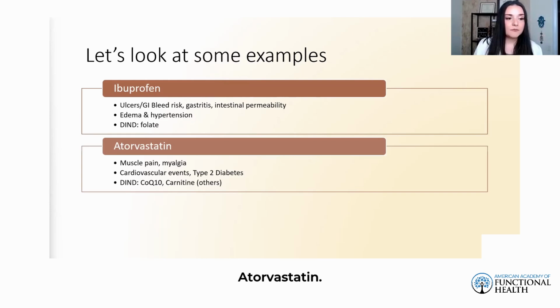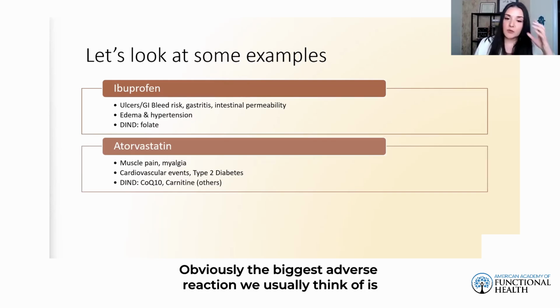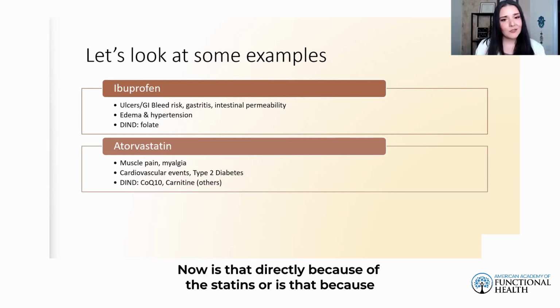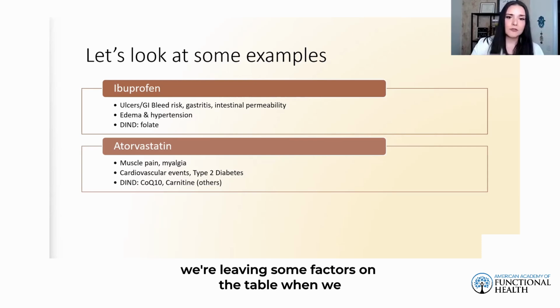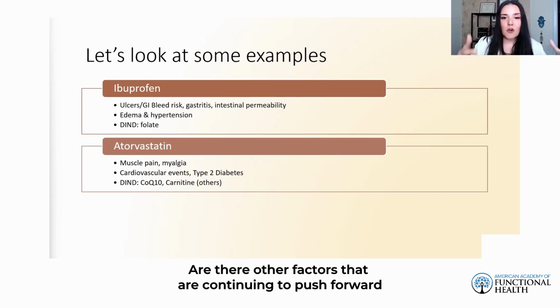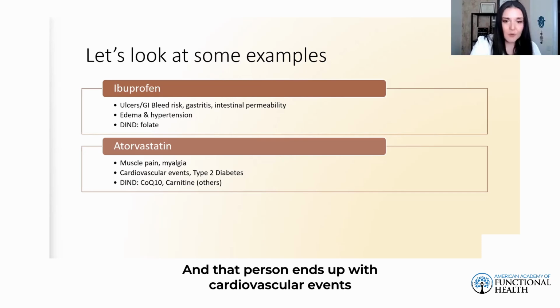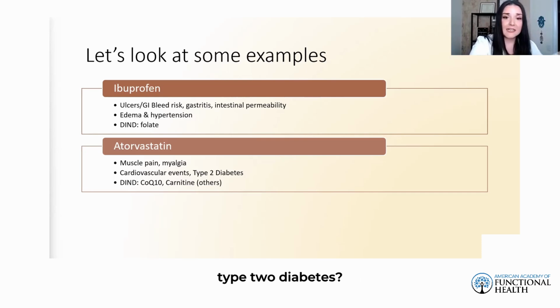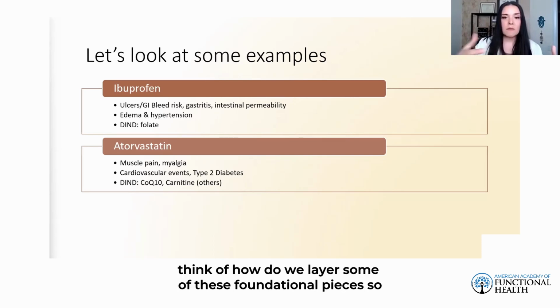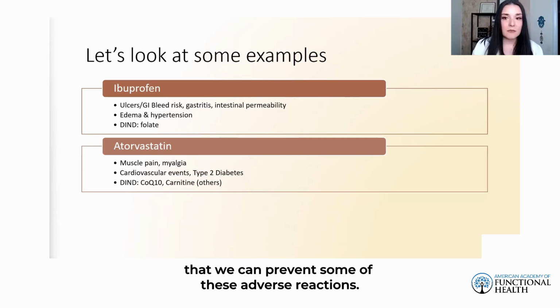Let's look at antihyperlipidemics, atorvastatin. Obviously, the biggest adverse reaction we usually think of is muscle pain and myalgia, as well as increased risk of cardiovascular events and type 2 diabetes. Now, is that directly because of the statins, or is that because we're leaving some factors on the table when we just address dyslipidemia with a statin? Are there other factors that are continuing to push forward the cardiometabolic continuum, and that person ends up with a cardiovascular event and type 2 diabetes? Again, we can think of adjunctive therapies, and we can think of how do we layer some of these foundational pieces so that we could prevent some of these adverse reactions.